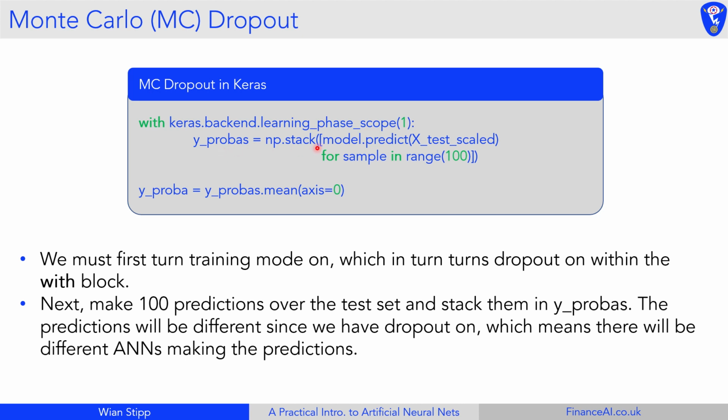The predictions are all going to be different. In theory, some might be the same, but mostly they're going to be different because we have dropout on, which means there's going to be different artificial neural networks making the predictions.